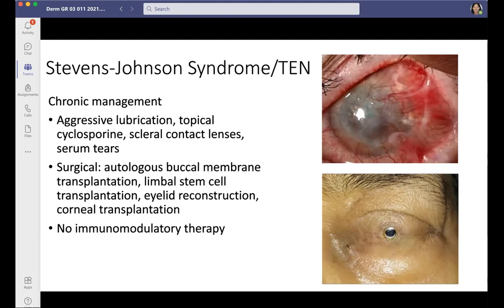So there are surgical approaches where we will place autologous buccal membranes on the eye. You can do a limbal stem cell transplant, which is kind of like a lamellar corneal transplant, so just the edge of the cornea is transplanted. There can be eyelid reconstruction, and then full-on corneal transplantation. The truth is, I don't really see these patients even as a uveitis specialist. They tend to go to cornea specialists and oculoplastic specialists because they do the surgery. And these patients honestly don't really have a need for systemic immunomodulatory therapy.